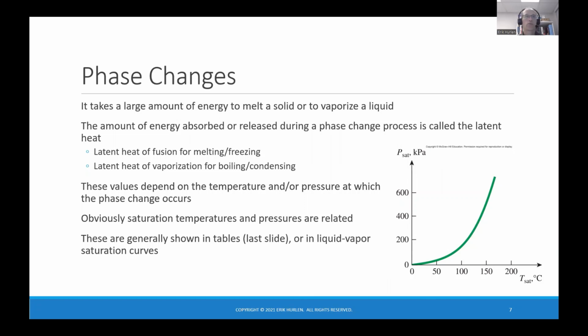In terms of the actual boiling or melting processes, they take a large amount of energy. These are called latent heats. Latent heat of fusion is the energy required to go from solid to liquid or vice versa, and latent heat of vaporization to go from liquid to gas phase. Just like saturation pressure, these latent heats can also depend on the temperature at which these phase changes occur.